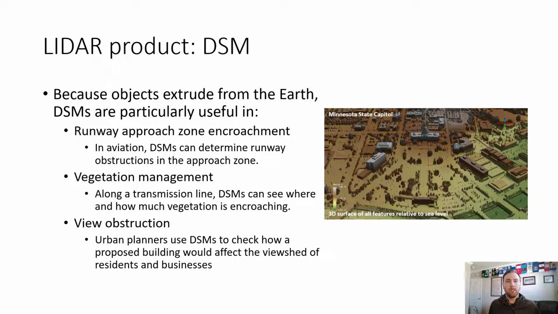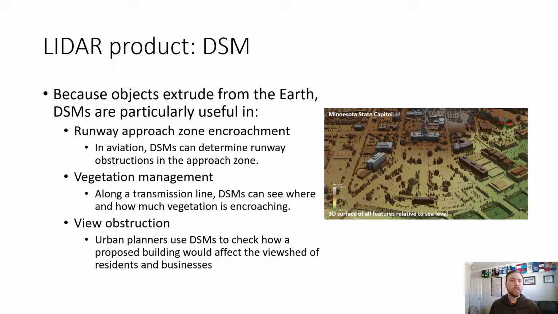So because objects extrude from the Earth, DSMs are particularly useful in runway approach zone encroachment, which is what I was just describing. So in aviation, a DSM can determine runway obstructions in the approach zone, and in the case of, we'll say, urban airports, those that are surrounded by buildings, obviously you want to make sure that there is a clear approach so that no accidents happen.